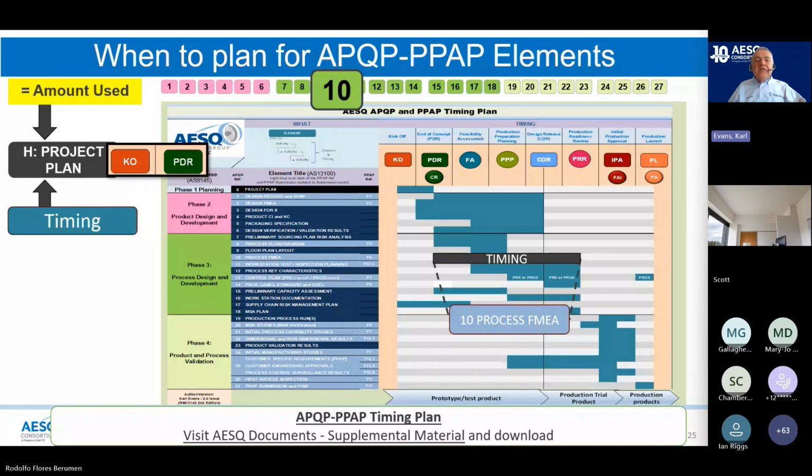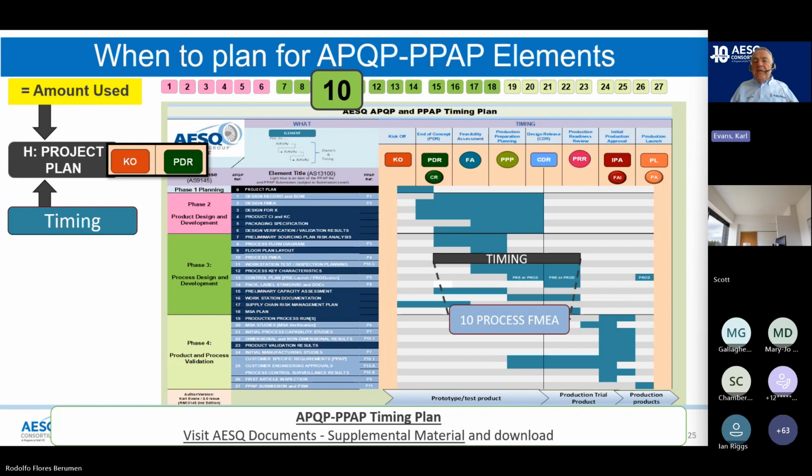And the important thing is, when we talk about planning APQP, one of the expectations out of the planning phase is what's called the project plan. That is what's been created in the early stages of APQP between the kickoff and PDR events. In the analogy of flight, it's the pre-work that goes on before you take off.